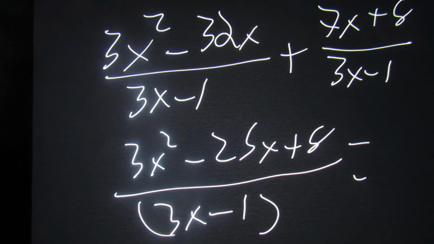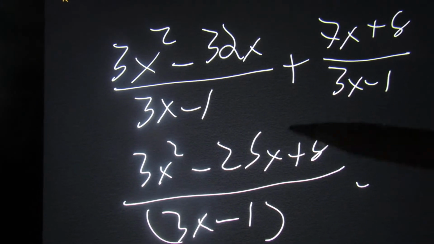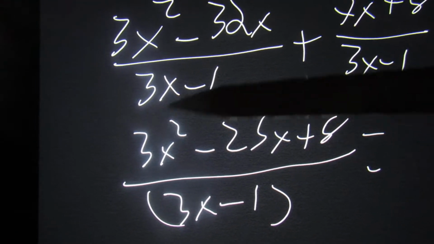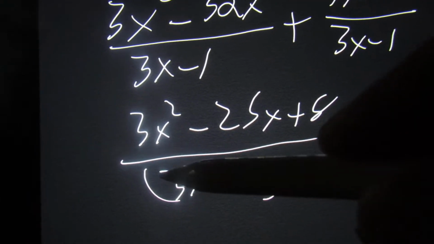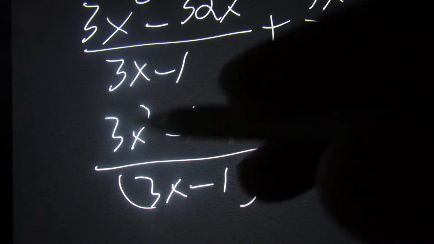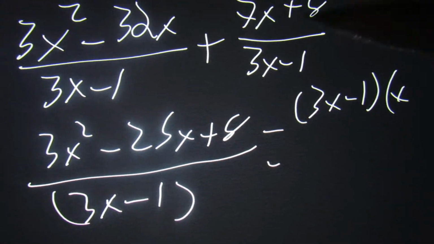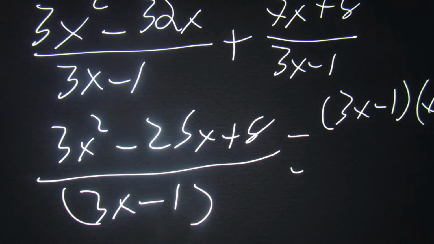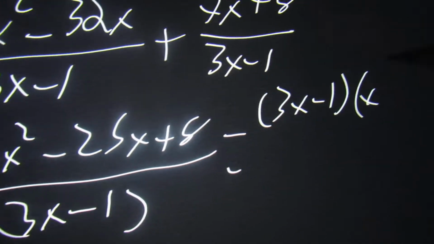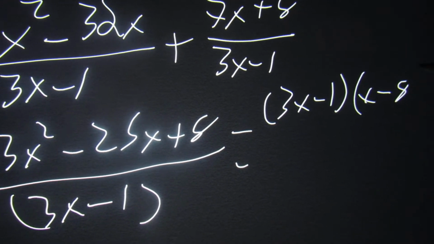So now we're going to do like we did in the previous section. We need to factor the top and see if anything will cancel. And we see that we have a 3 here in front of the x squared, and we have a 3x here. So I'm going to assume that 3x minus 1 is one of the factors here. Now if we have another factor, we know that this other one is just going to be x, because 3x times x is 3x squared. We know that we're going to have 2 minus signs because we have a plus here and a minus here, so this is going to be minus, and 1 will go into 8 8 times.